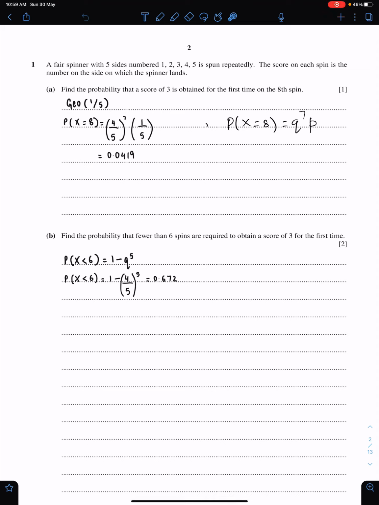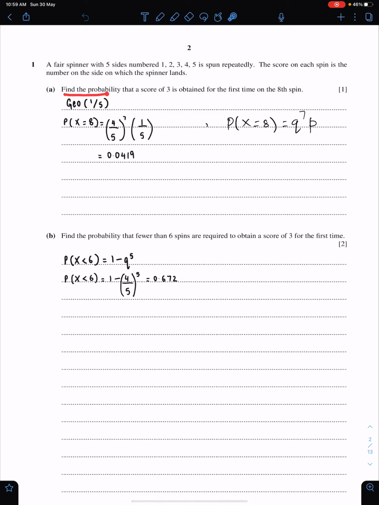Question number one. A fair spinner with 5 sides numbered 1, 2, 3, 4, 5 is spun repeatedly. The score on each spin is the number on the side on which the spinner lands. Since the spinner is fair, therefore the probability of each and every number is the same, which is 1 upon 5.